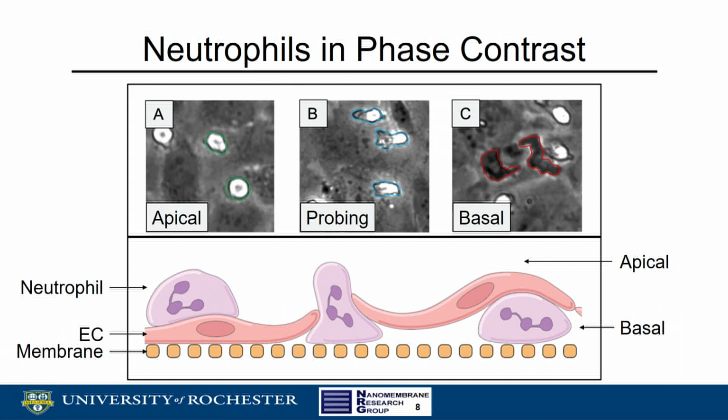So for the rest of this talk, just note that when we refer to something as apical, that means it's above the endothelial cell monolayer, and basal typically refers to something underneath the endothelial cell monolayer, and above our nanoporous membrane substrate.